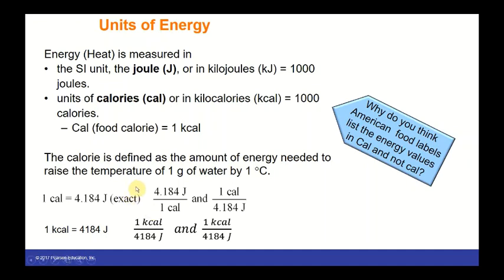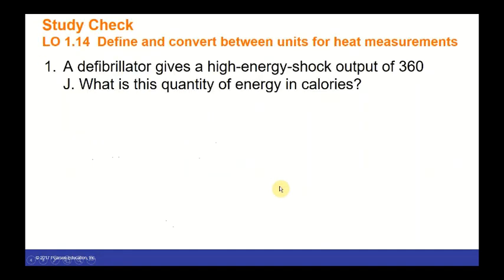So we can use these conversion factors between calories and joules. This is something that you should commit to memory. 1 calorie is 4.184 joules. It's simple to just remember it so that you don't have to go back and forth between your tables to find this information. And also 1 kilocalorie is equal to 4,184 joules. We can use these conversion units to change between calories and joules.